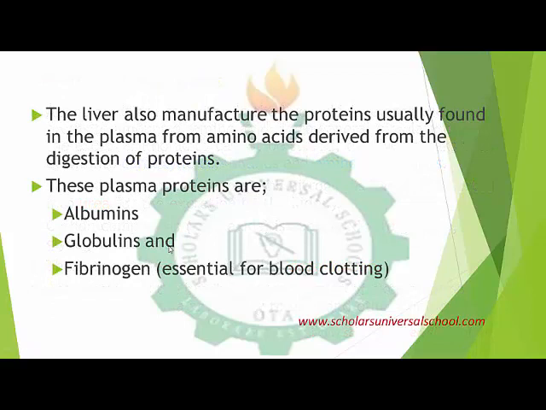So the liver also manufactures proteins in order to regulate protein in the body. It can manufacture some proteins that are found in the plasma from the amino acids derived from the digestion of proteins. So the kinds of protein that the liver can manufacture are albumin, globulin, and fibrinogen. The fibrinogen is necessary for blood clotting. So these are the plasma proteins that the liver itself can manufacture from amino acid.